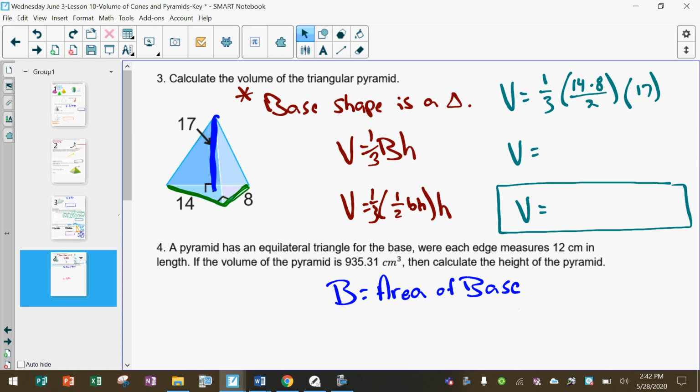So we do 1/3 of 14 times 8 divided by 2. That gives us the area of the triangular base, and then times the height of the pyramid of 17. And then we go to our calculator, push the buttons, and boom, bam, done.